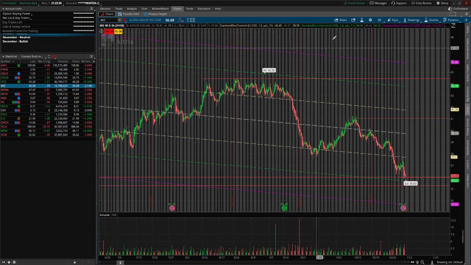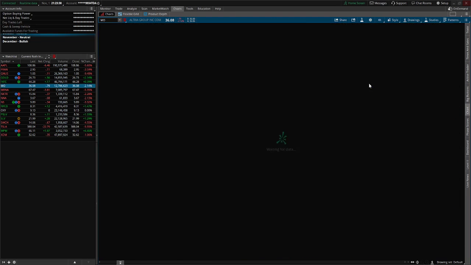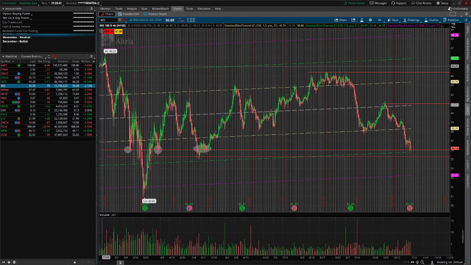Then go to the 90, nothing. 180, not really much except for this point. Well, I don't even know if I can call that a resistance level.